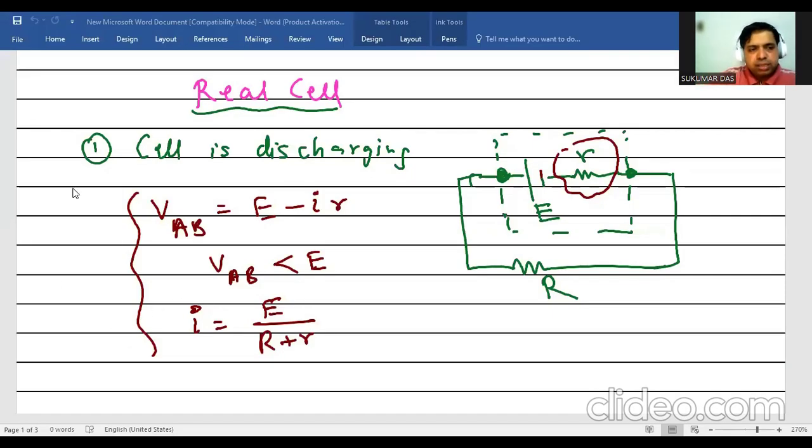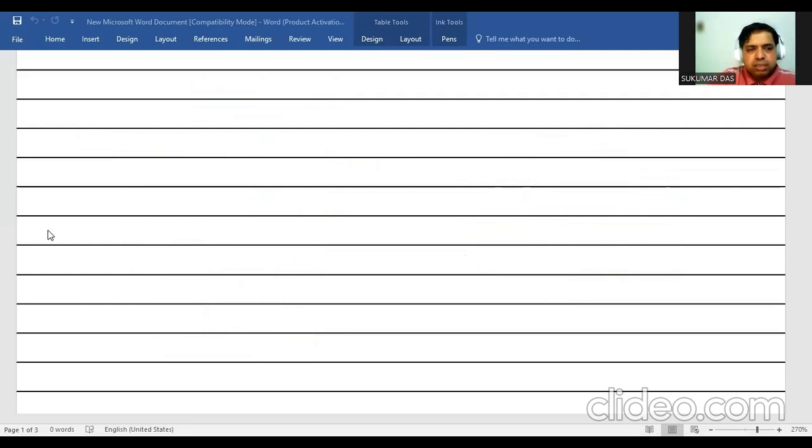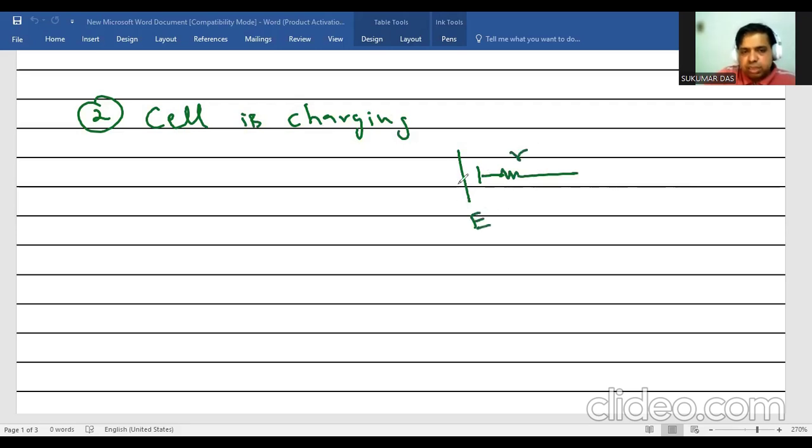Let us look into the second condition, when the cell is charging. Normally when some other powerful cell is present, then the weaker cell will get charged. That too depends on the polarity. So let's say we have this cell with internal resistance r, and this is the EMF, and this is the boundary of this cell or battery. A battery is a combination of cells, so we are looking at just one cell.